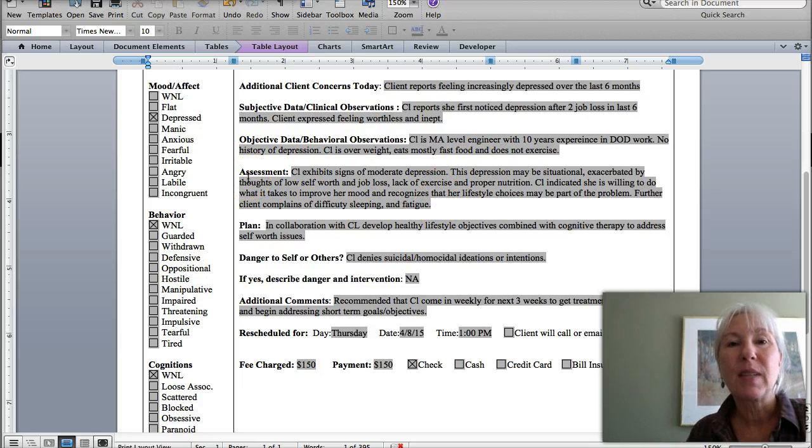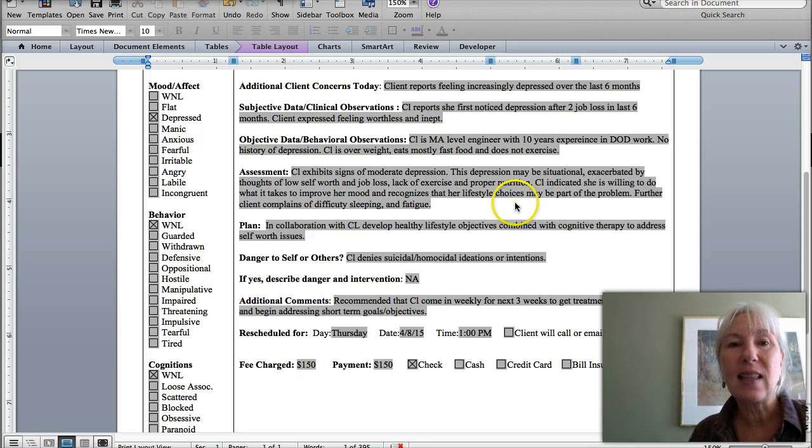The assessment. Client exhibits signs of moderate depression. Notice how the subjective data and the objective data are now being assimilated into the assessment portion. Client showing signs of moderate depression. The depression may be situational, may be exacerbated by thoughts of low self-worth and job loss, lack of exercise, proper nutrition. You also want to make note in the assessment portion what the client's level of motivation is to address her goals, her problem area.